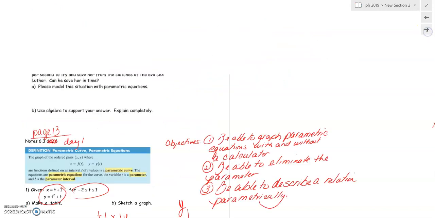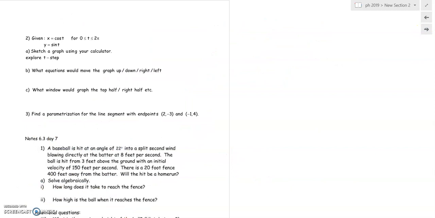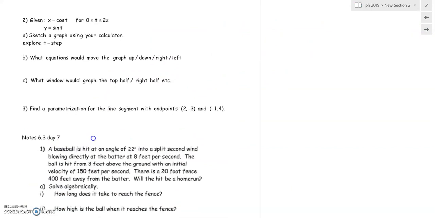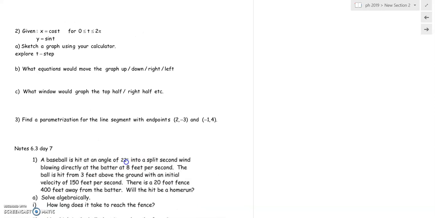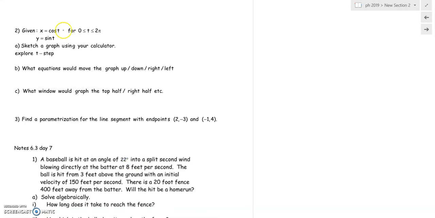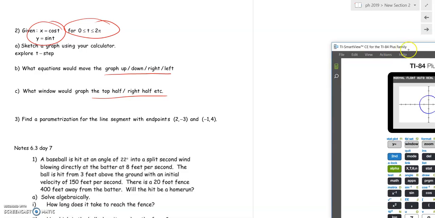All right, we're going to turn the page, and now we're going to talk about parametrics, but we're going to use a calculator. So have your graphing calculator handy. So we are going to graph x equals cos t, y equals sine t from 0 to 2 pi, and we're going to use our graphing calculator. And then later we're going to say, what would you do to the equations to make your graph move up, down, right, or left? I might even have you try and change your window. So let's go ahead and grab our calculator.